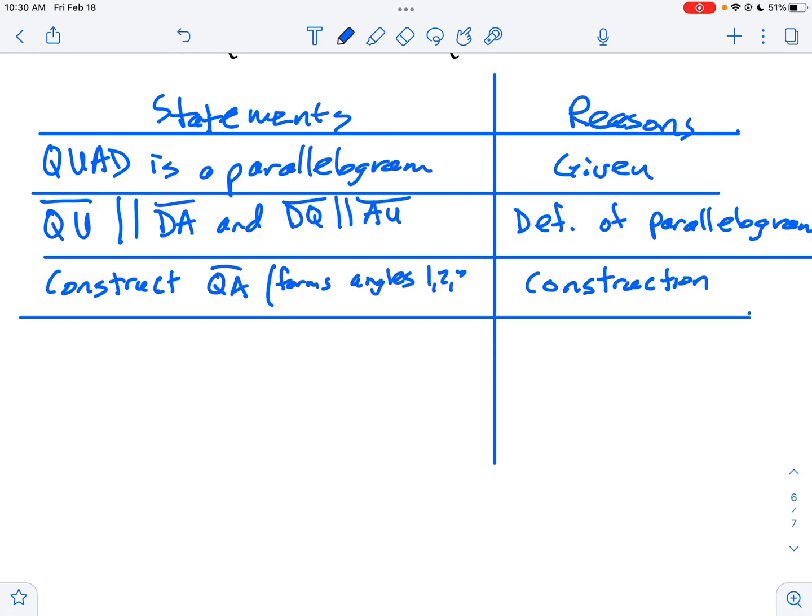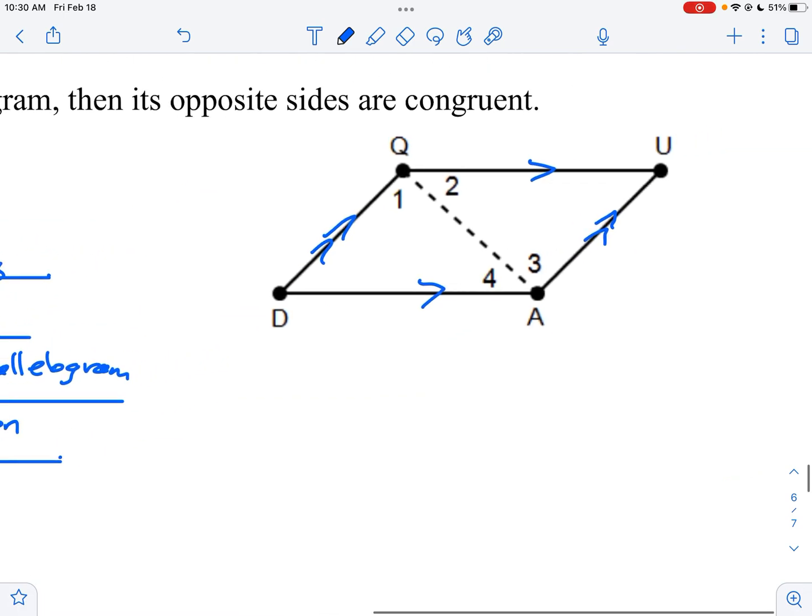Angles 1, 2, 3, 4. We'll throw that in. That's part of the construction. We're adding some labels to stuff. So there we go. So now we're going to just dive into all those things we had talked about.